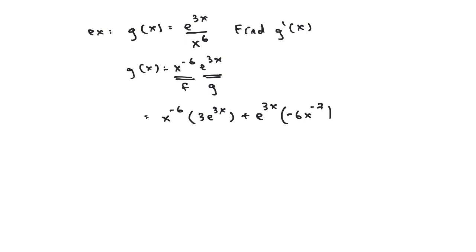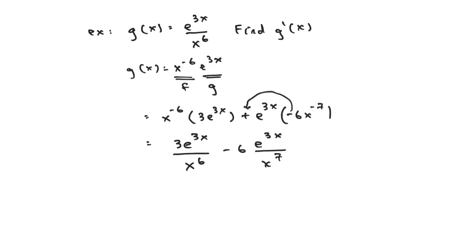We could also simplify this a little bit more and say that this is 3e to the 3x over x to the 6th minus 6e to the 3x over x to the 7. I just pull this minus sign out in front. I have my e to the 3x. I pull the 6 out in front. And this x to the minus 7, I turned into an x to the 7th in the denominator.